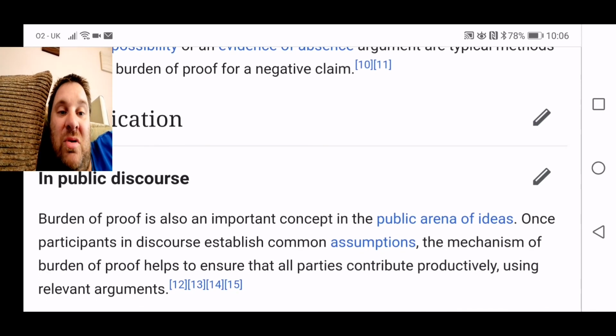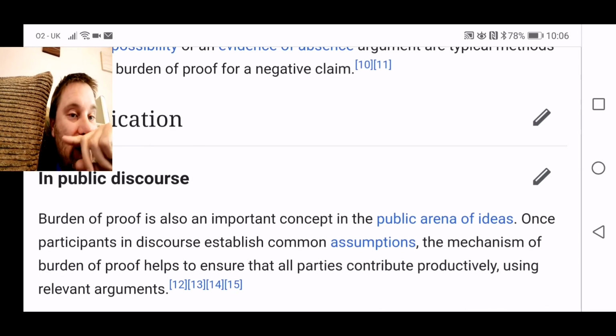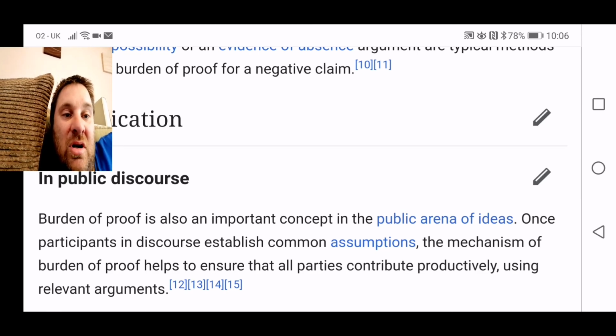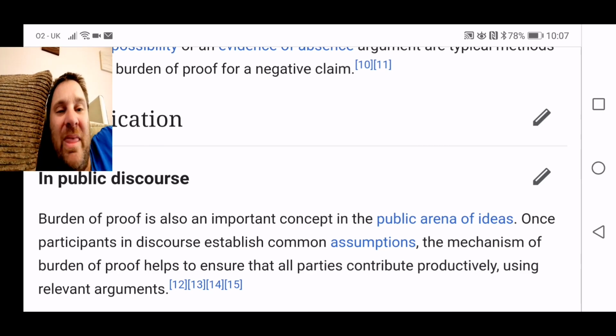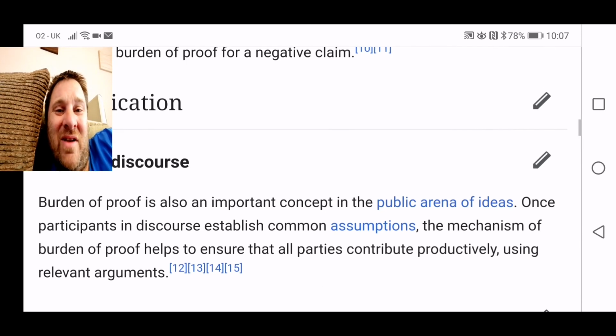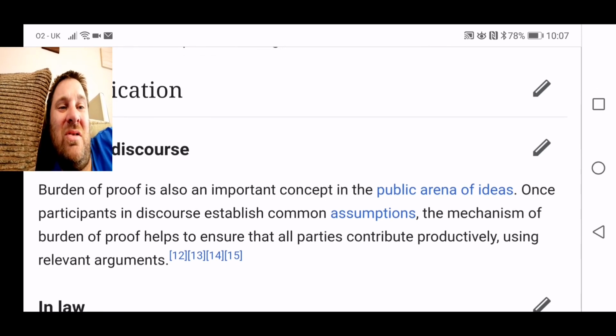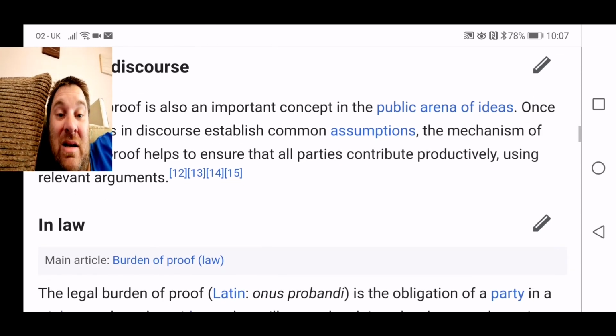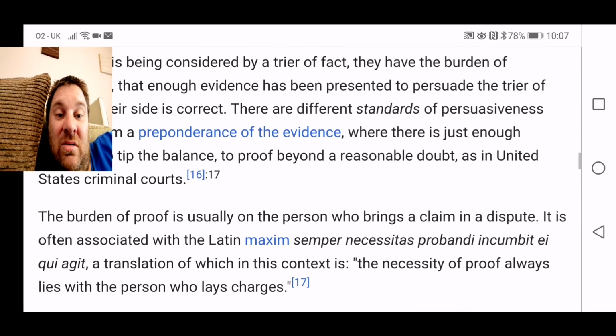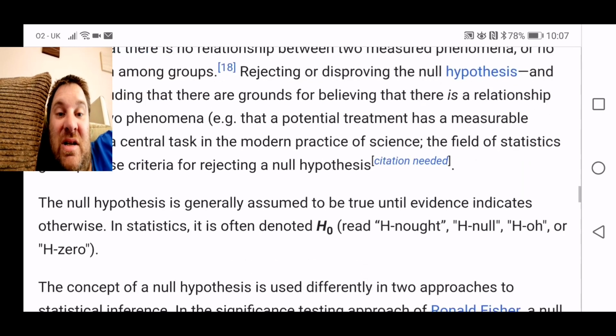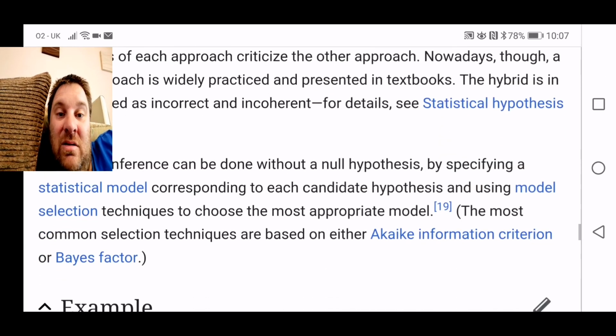And the burden of proof is also an important concept in the public arena of ideas. Once participants in discourse establish common assumptions, the mechanism of burden of proof helps to ensure that all parties contribute productively using relevant arguments. It's not a debate or anything anyway. You can't debate. It's not about ideas or anything like that. It's about objective reality, and it's different in law. It tells you about what it is in law, in statistics, stuff like that.